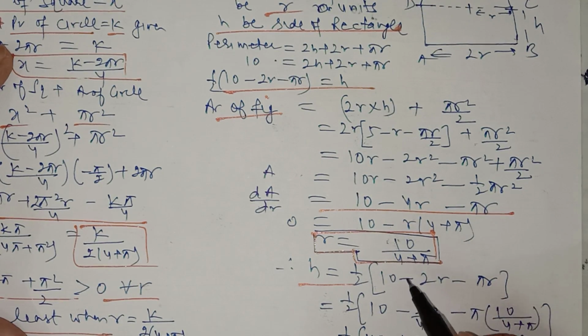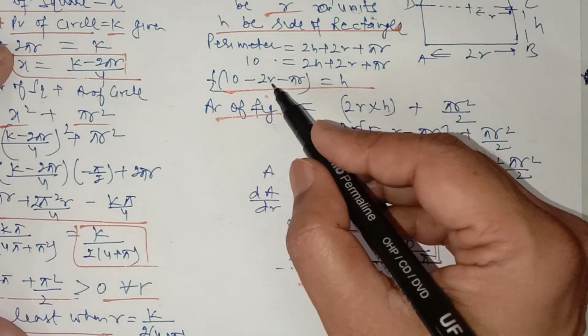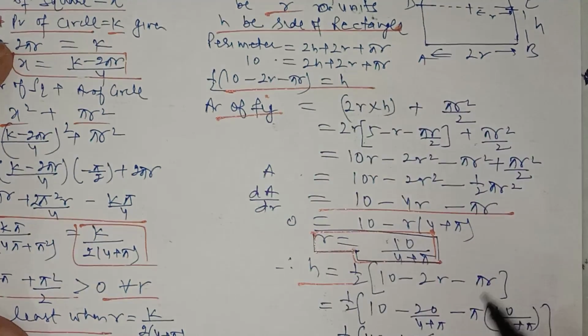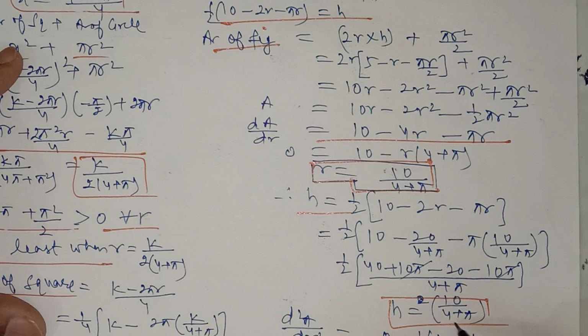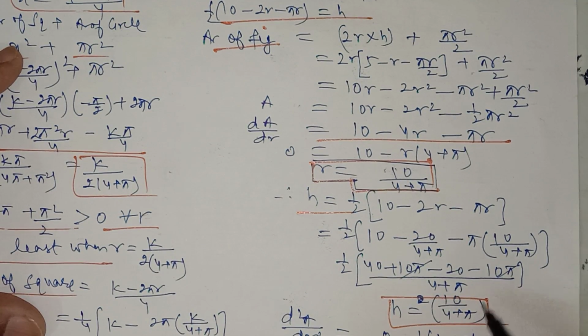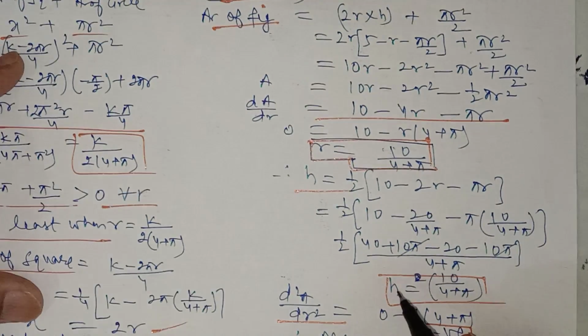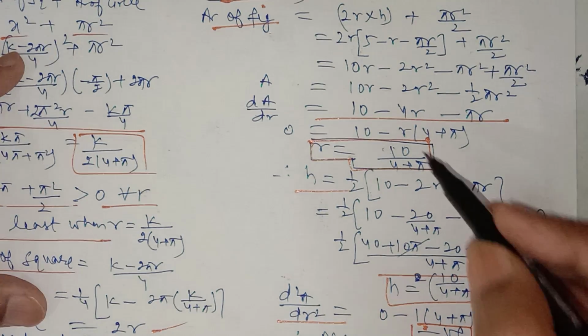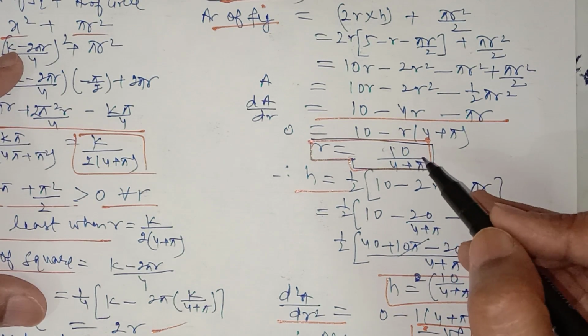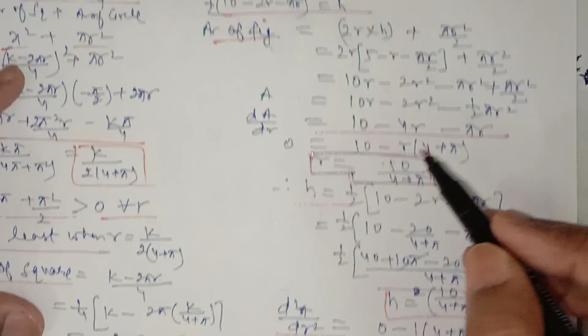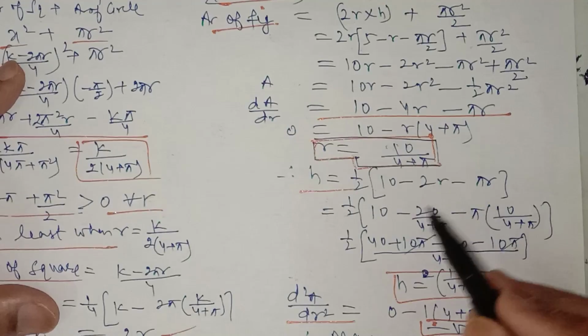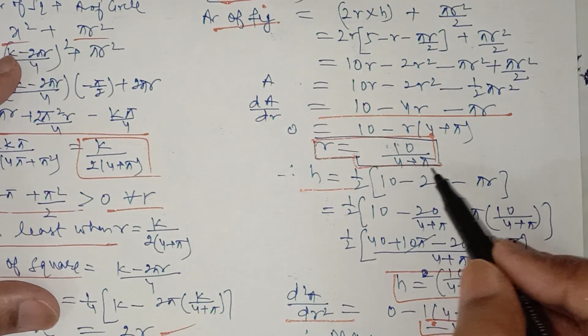Now h can be obtained by putting the value of r here as well as here, and when you simplify it, you get h equal to 10 upon 4 plus pi. You take your own time to do the calculation. The height of this window is 10 upon 4 plus pi, and the radius of this semicircle portion is 10 upon 4 plus pi. The length of the rectangle can be obtained by 2r, that is double of this, which is 20 upon 4 plus pi.